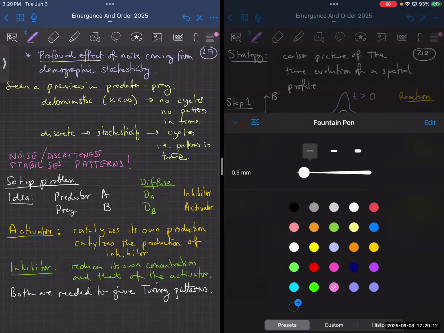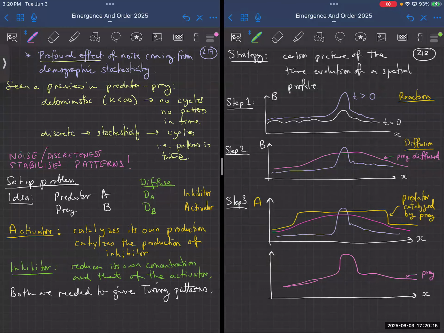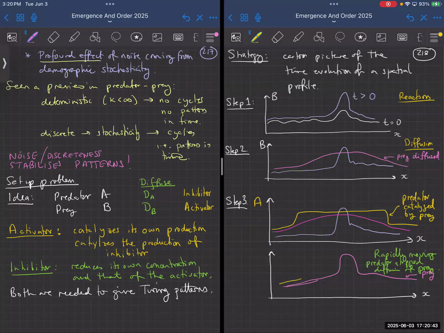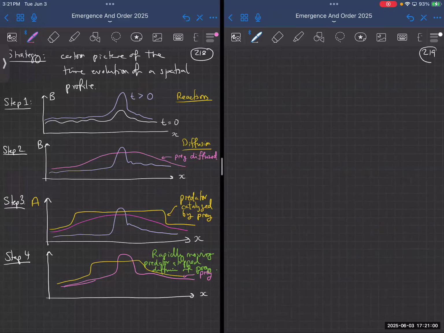So that's now the prey, and what's happened here is that the rapidly moving predator stopped the diffusion of the prey. So that's what that looks like, and the predator itself is still something like that. So that's step 4, and then the last thing is step 5.